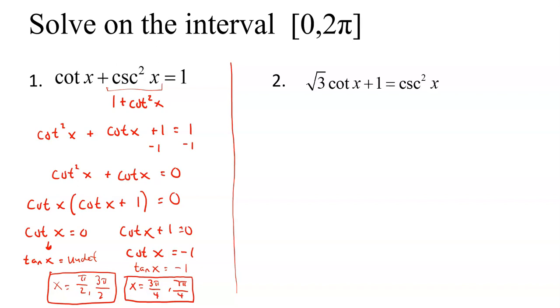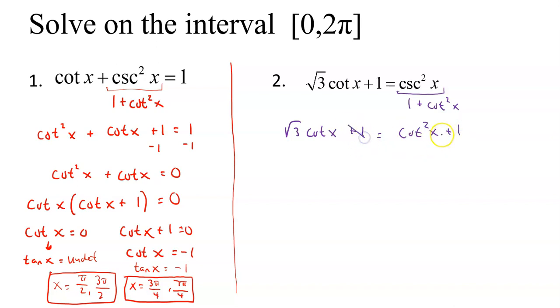So, again, I got a cotan. I got a cosecant squared. I'll bet you I can turn that cosecant squared into a cotan the same way that I did before. 1 plus cotan squared x equals cosecant squared x. In this case, I've also got a 1 on both sides of the equation. So I've got a square root of 3 cotan x plus 1 equals cotan squared x plus 1.